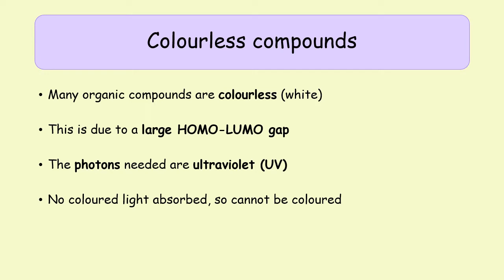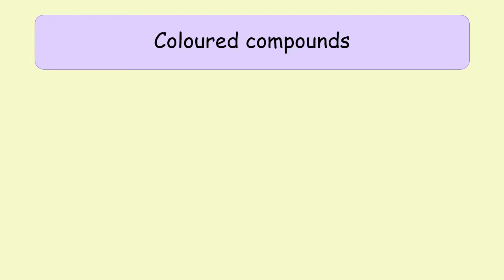Now, because ultraviolet light doesn't have any colour, if a compound absorbs ultraviolet light, it means everything in the coloured spectrum is going into your eye, and all the colours together is interpreted as white. So we would see the compound as white. No coloured light is being absorbed, so the compound will not appear coloured to us. And UV light is when there is a large HOMO-LUMO gap.